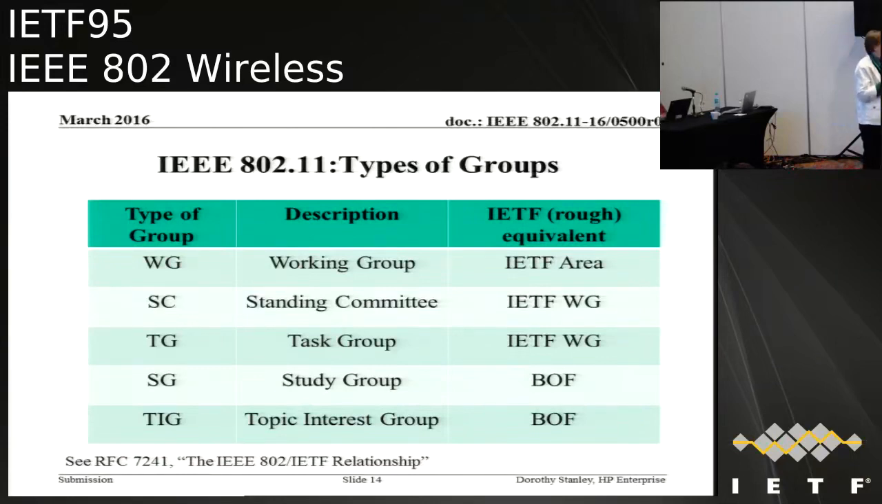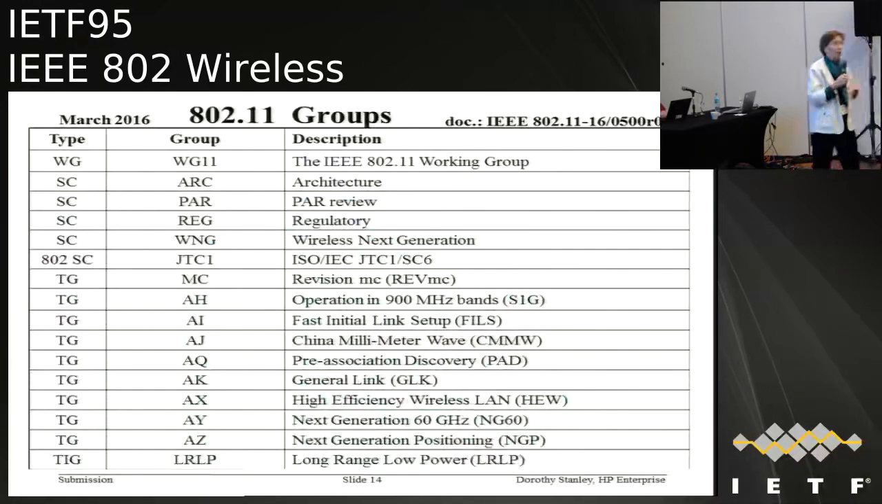I'd also like to point out RFC 7241, the IEEE 802 and IETF relationship, which describes the correspondence along with more detail of the processes of the two organizations, especially even if you're just getting started in the IETF. I think it's an interesting document to look at. This was written a couple of years ago, updated from a previous document, but the intent being to provide a resource for participants from each organization to better understand the other.